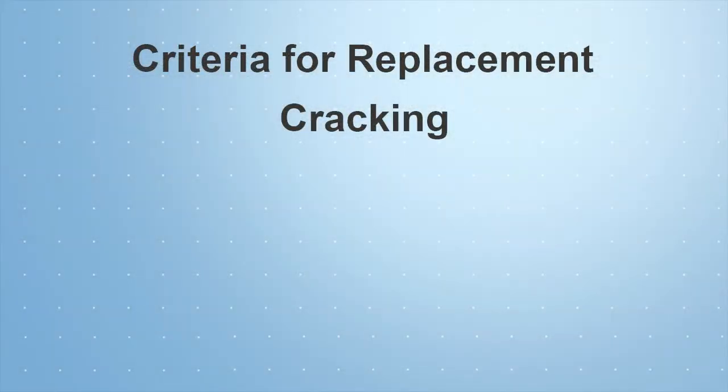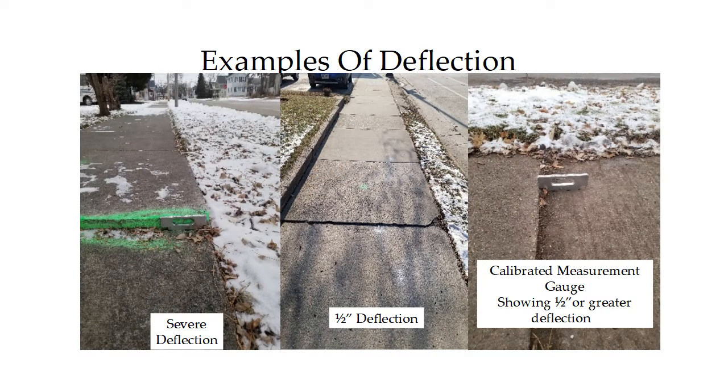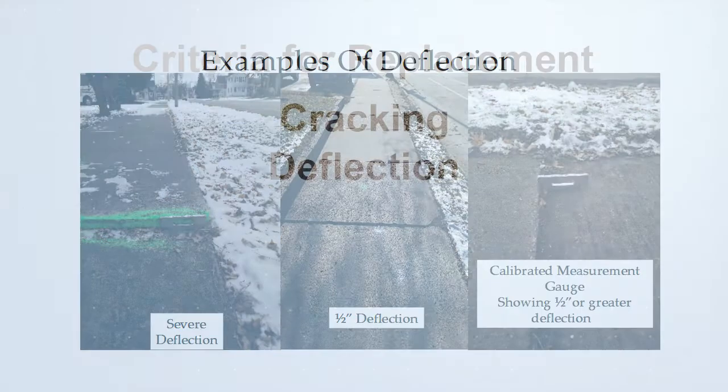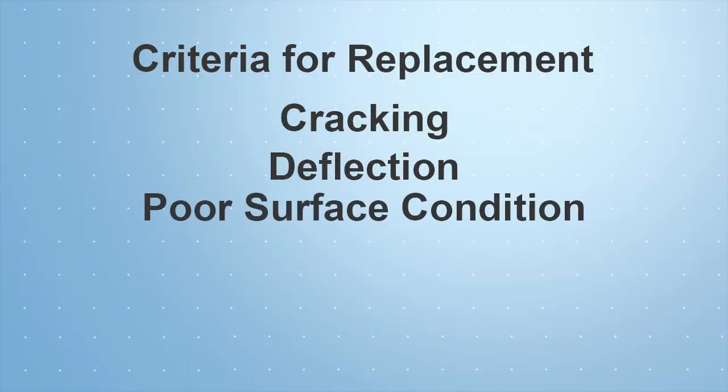The second criteria, and maybe the easiest to visualize, is deflection of a ½ inch or more. This creates a tripping hazard. The city has made calibrated gauges of a ½ inch, and anything greater than a ½ inch is marked for replacement. The third criteria is a poor surface condition.